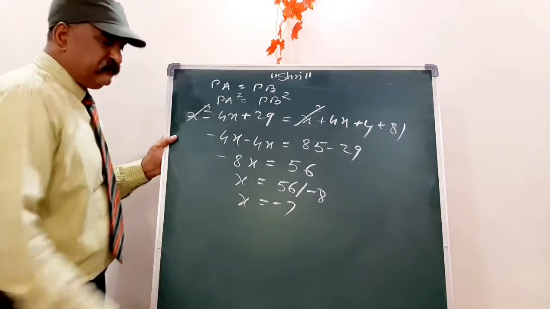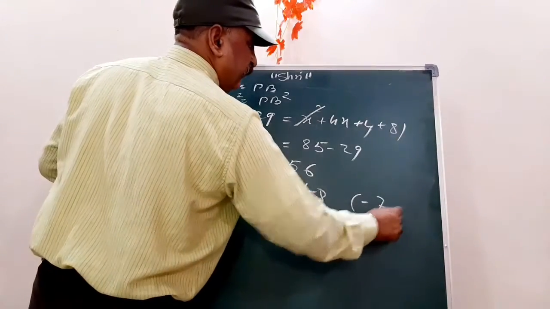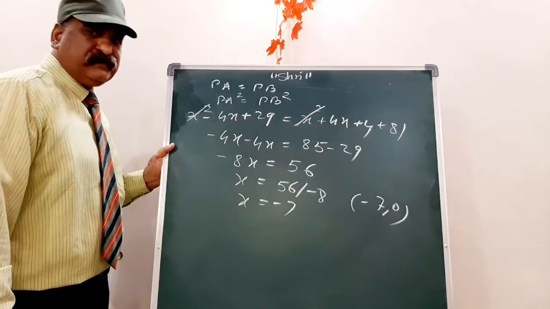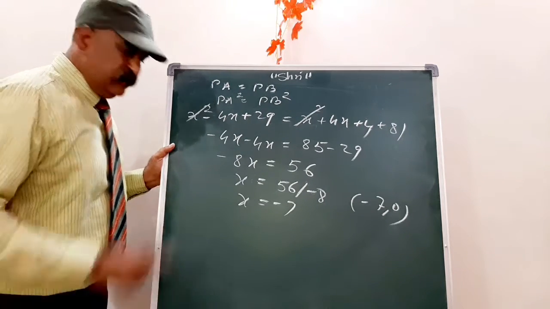And the point is minus 7, 0. This is the answer. I hope this is clear to you. Okay. Now the next question.